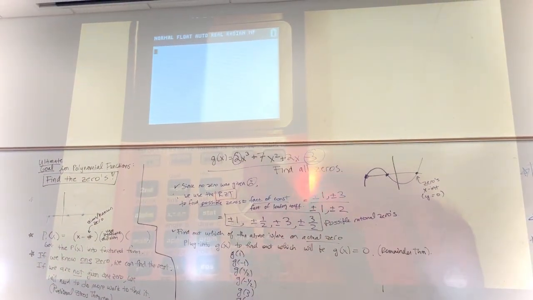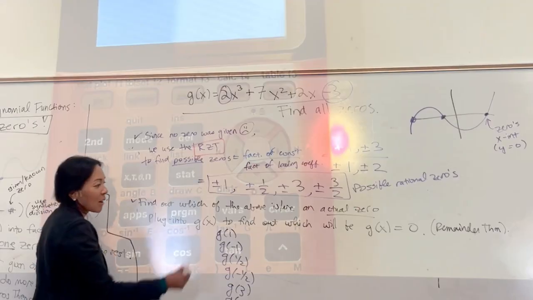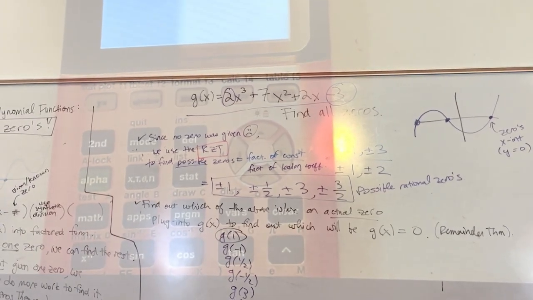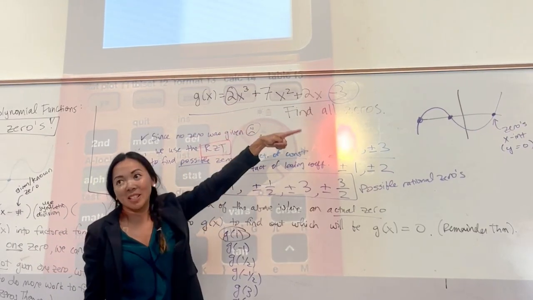So 2x cubed. Which one do you guys want me to plug in first? What do you want to try out? Okay, let's plug in 1. So I'm going to plug in 1 in here. And actually, do we really need to plug in 1? We could do this in our head, right? If we plug 1 in here, everything stays the same.